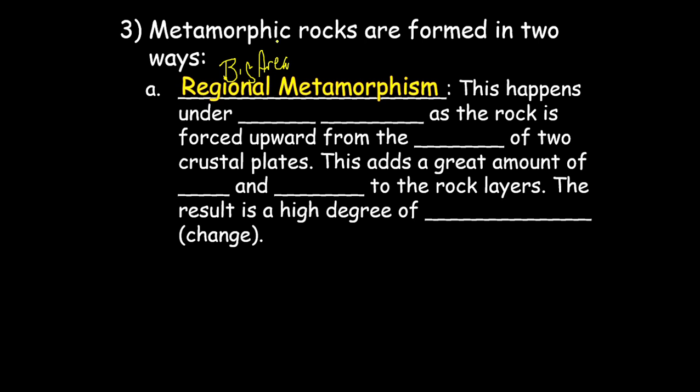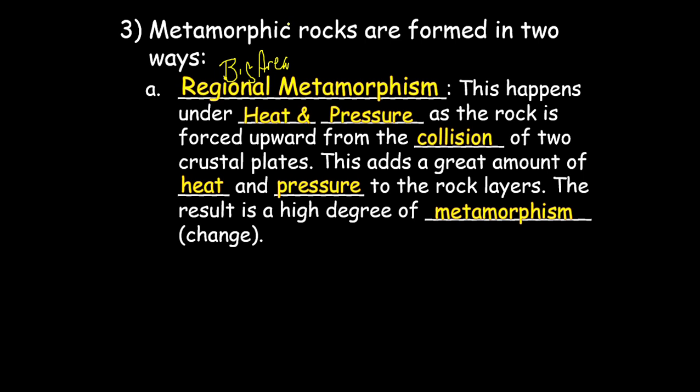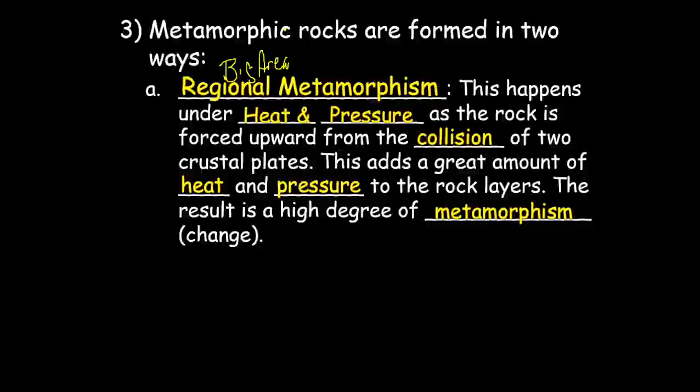Okay, big area. So regional metamorphism, you have to picture kind of like on the side of a volcano or in a mountain range, right? You have a really big area. So what happens? You have rocks that are put under intense heat and pressure. The rocks are forced upwards, usually from the collision of the tectonic plates. There's that heat and pressure again, tremendous amounts of it, and it relates to a high degree of metamorphism, meaning a great amount of change.